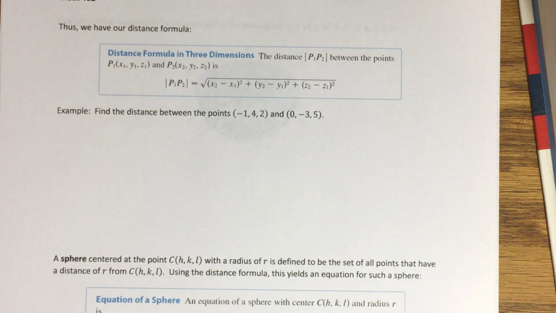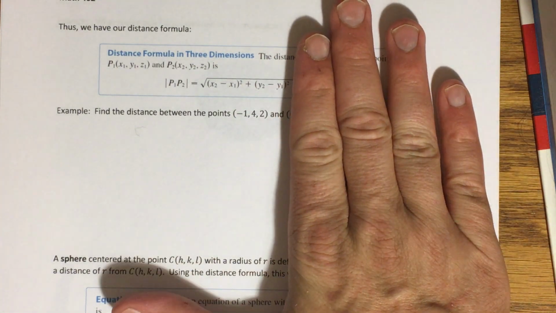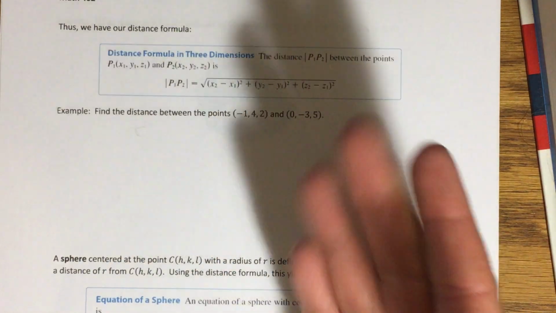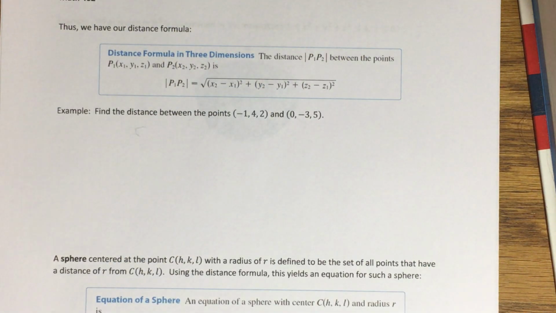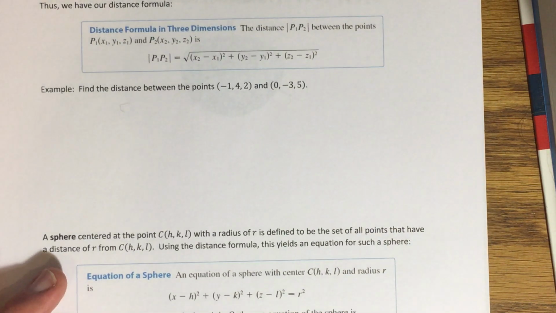And I want you to notice the similarity between this distance formula and the one that we use in 2 space. If we're talking about points in 2 space where you only have an x and y coordinate, get rid of the z's, that's what your distance formula would look like. But in 3 space, we have this extra term here. Okay? So let's do an example where we want to find the distance between 2 points.